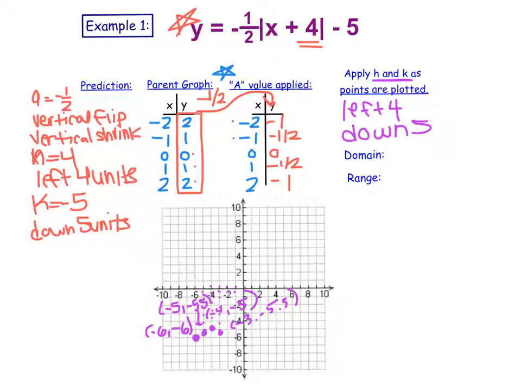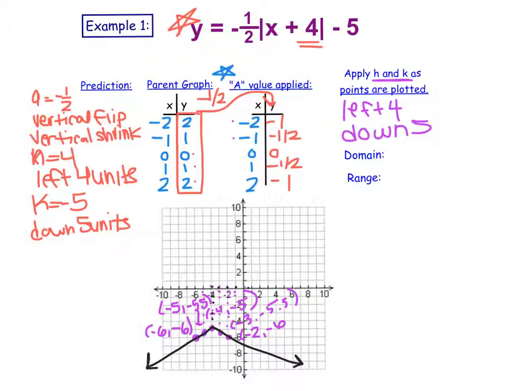So we're then going to move that to the left, 1, 2, 3, 4, down 1, 2, 3, 4, 5. So here we're at x is -2, y is -6. And then I can take my straight edge and graph that. So we can see that this is flipped down, shrunk to half its size, and it was moved to the left 1, 2, 3, 4, down 1, 2, 3, 4, 5.